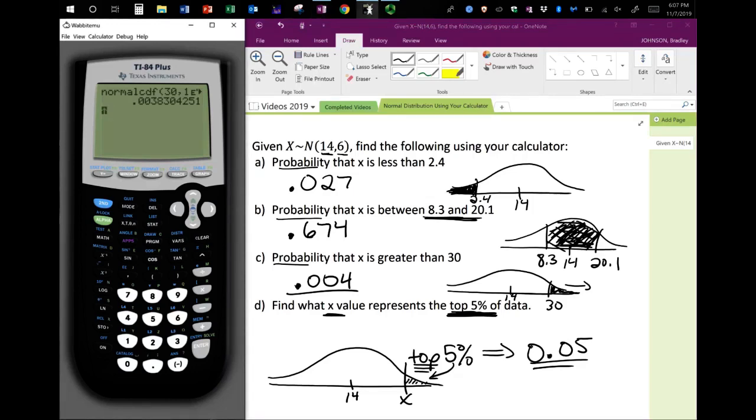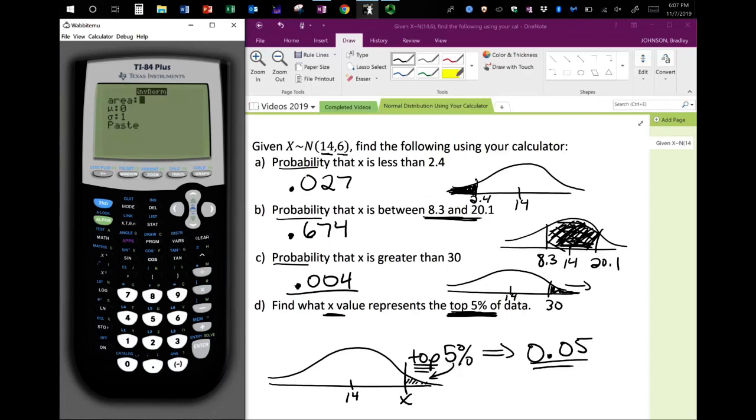Now, let's go to our calculator and we will go to number 3, inverse norm. And inverse norm has 3 buttons, or 3 menu options. As you can tell, the default goes automatically to mu 0 and sigma 1. It's asking us for area. Now, you want to think of area under the curve. An area under the curve represents probability, truly.